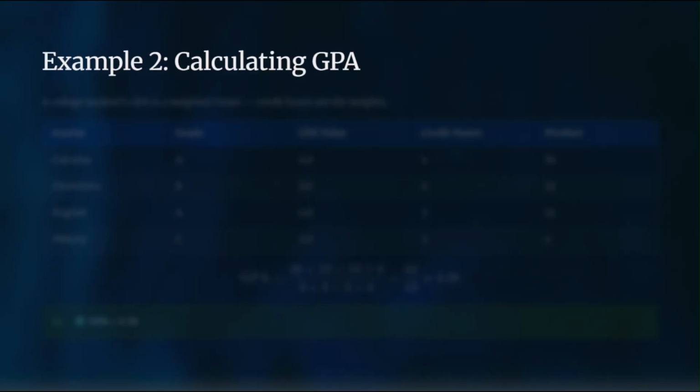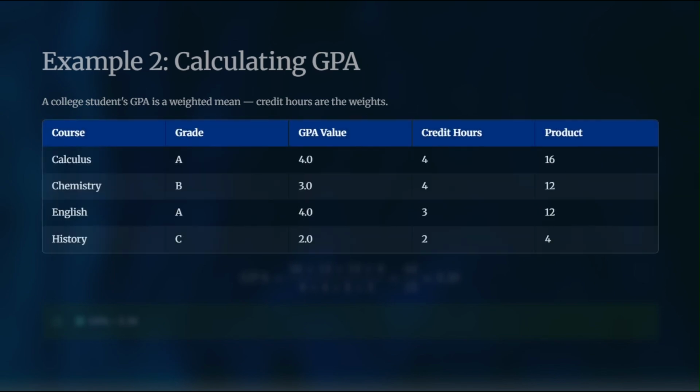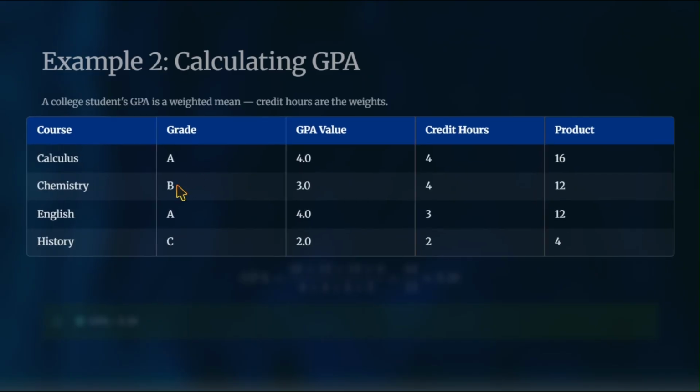Now let's say we want to calculate a student's GPA. The GPA is a weighted mean. Credit hours are the weights in this case. So this student took calculus, chemistry, English, and history and got grades of A, B, A, and C respectively. A grade of A has a value of 4, a grade of B has a value of 3, and a grade of C has a value of 2. In this case, the credit hours are the weights. So for calculus, that was 4 credits, chemistry was 4 credits, English was 3 credits, and history was 2 credits.